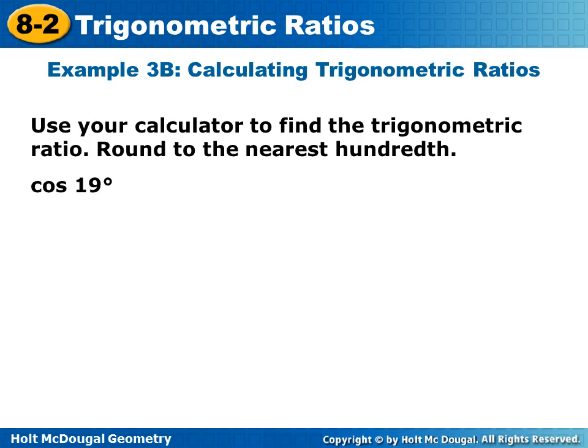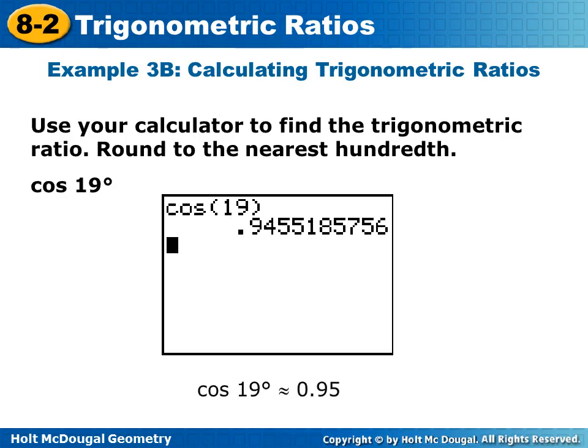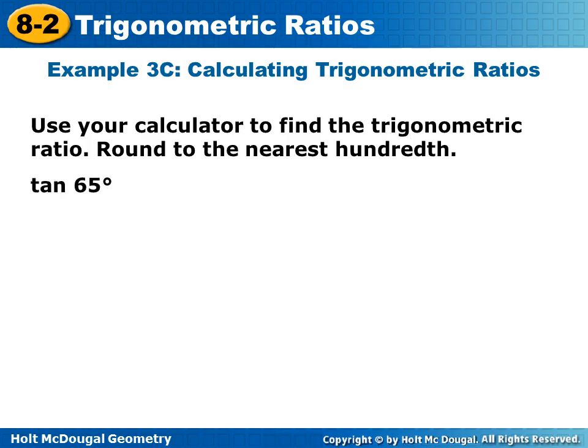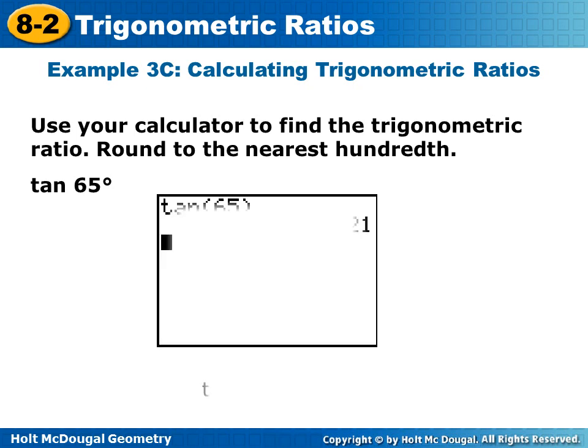Now try finding cosine of 19 using your calculator. You should get approximately 0.95. Now find your tangent button and try tangent of 65 degrees. The tangent of 65 degrees is approximately 2.14.